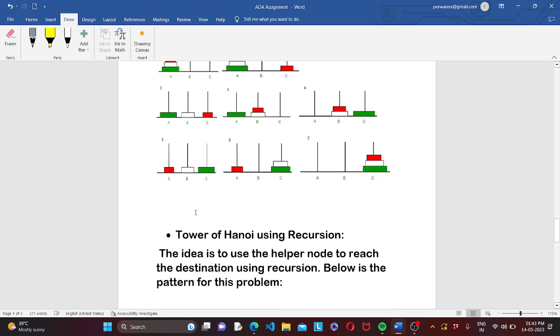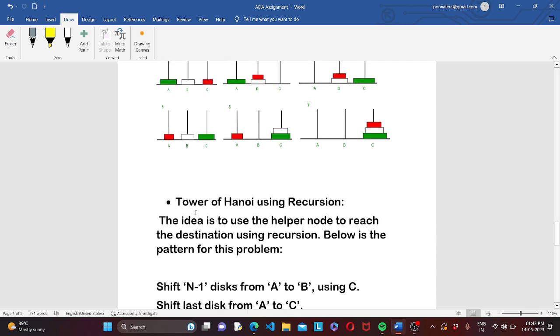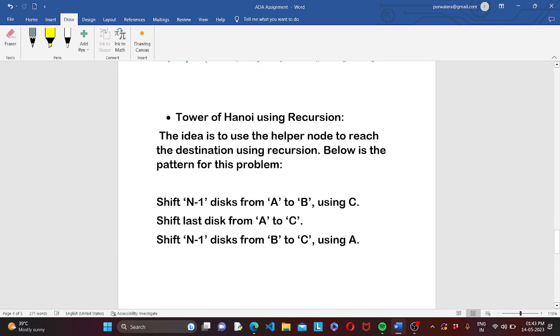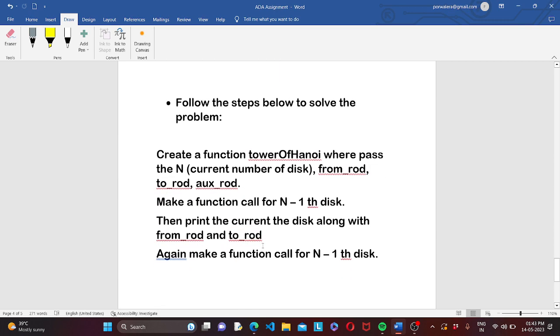So how will we do this? The idea is to use the helper node to reach the destination using recursion. Below is the pattern for this problem. Shift n-1 disks from A to B using C. Shift the last disk from A to C, and shift n-1 disks from B to C using A. Now we have to follow these steps to solve the problem.